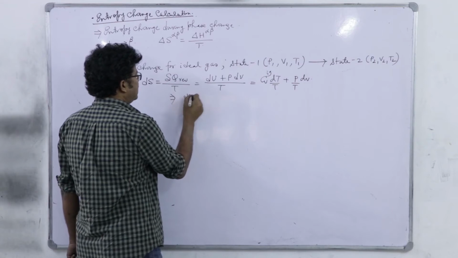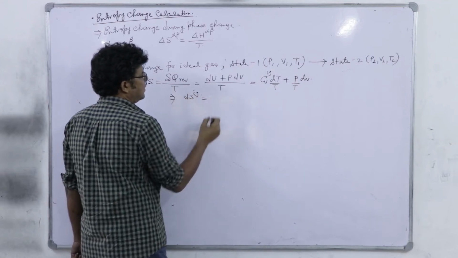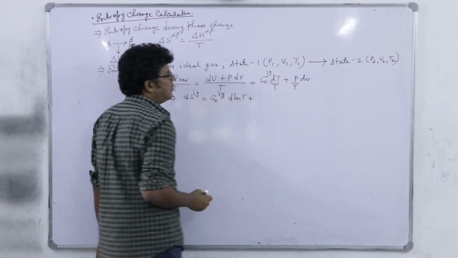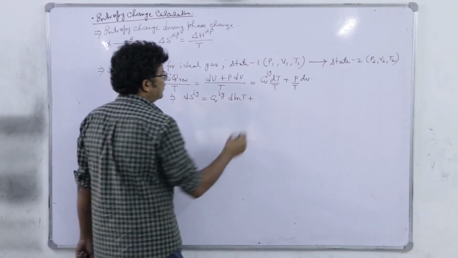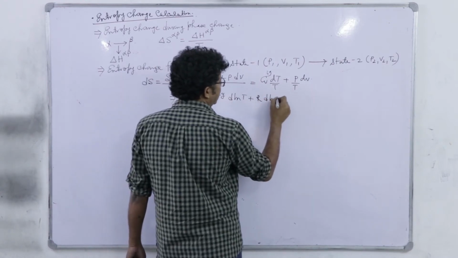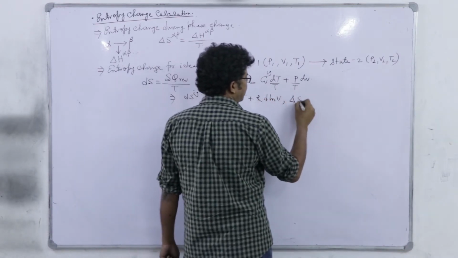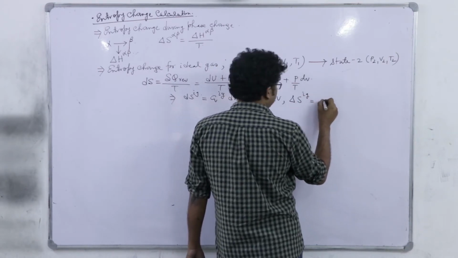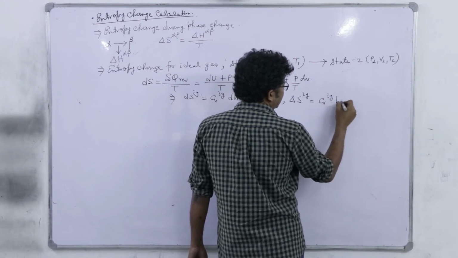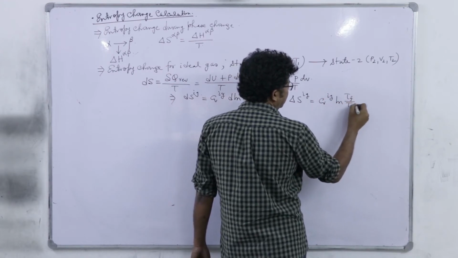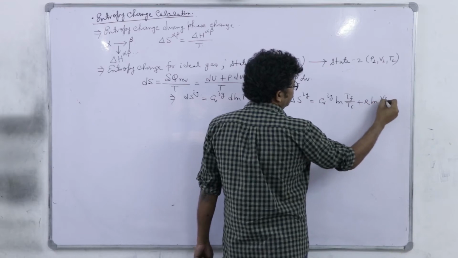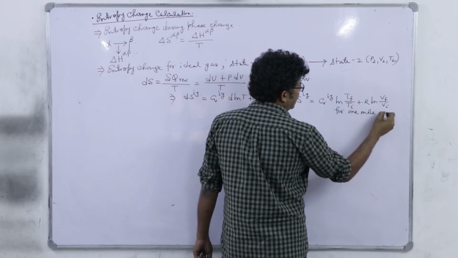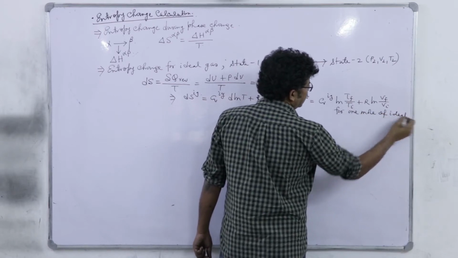So dS for an ideal gas is equal to Cv ideal gas d ln T, and P by T is R by V, so it is R d ln V. So delta S for an ideal gas, for 1 mole definitely, is Cv ig ln Tf by Ti plus R ln Vf by Vi, for 1 mole of ideal gas.